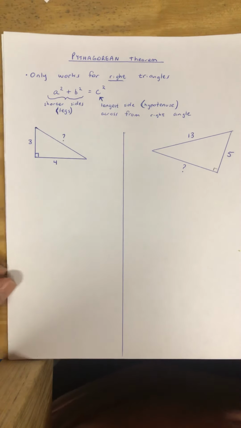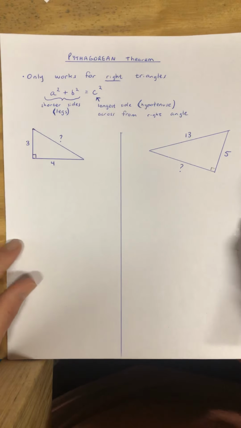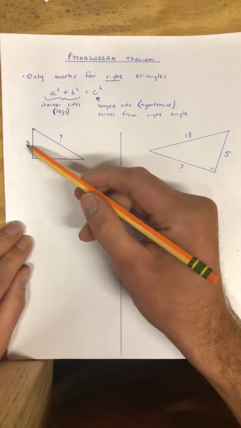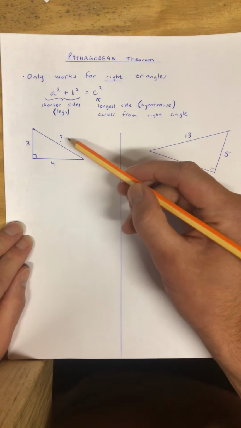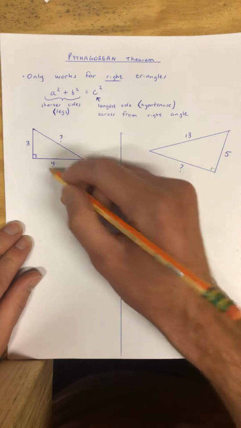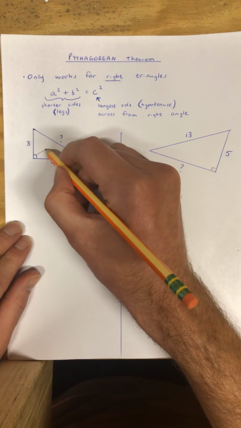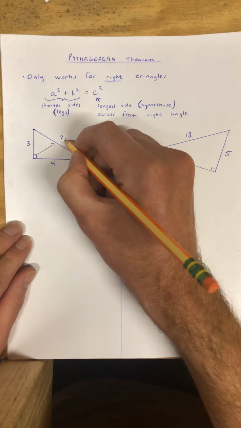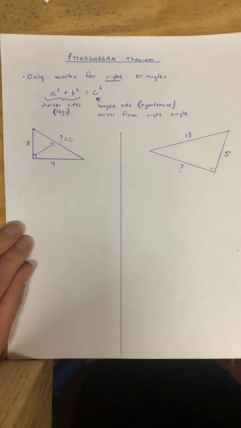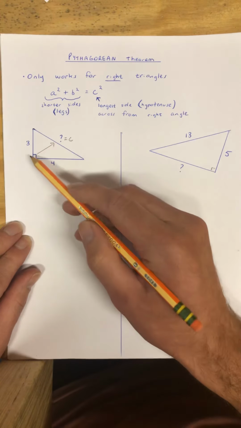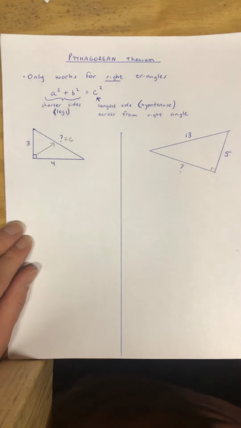So we're going to do a couple problems just to get the basics of this down. So here we have triangle number 1. We have side lengths of 3, 4, and we're trying to figure out what the third side is going to be. First thing I want to do is label each side. So if I go across from my right angle, that means that the unknown side is going to be my C value because that's the hypotenuse. Therefore, 3 and 4 are going to be A and B.